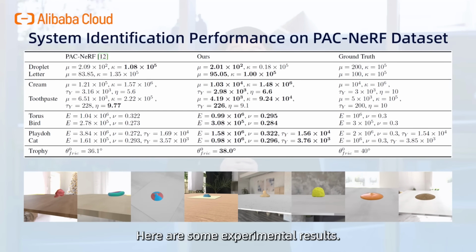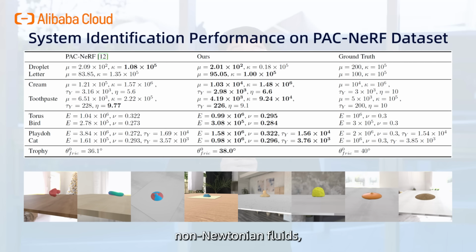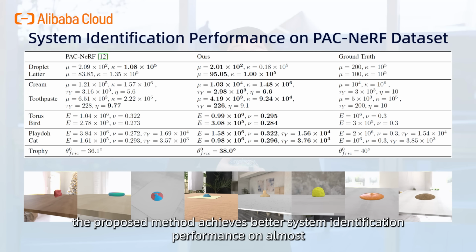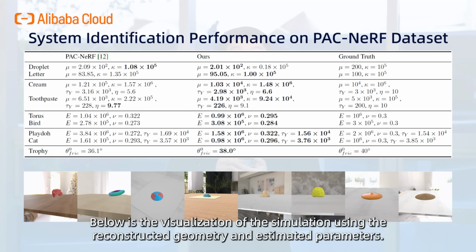Here are some experimental results. We first perform system identification on various types of object instances, including Newtonian flows, non-Newtonian flows, elastic objects, plasticine objects, and granular objects. As you can see, the proposed method achieves better system identification performance on almost all parameters compared with the baseline. Below is a visualization of the simulation using the reconstructed geometry and estimated parameters.